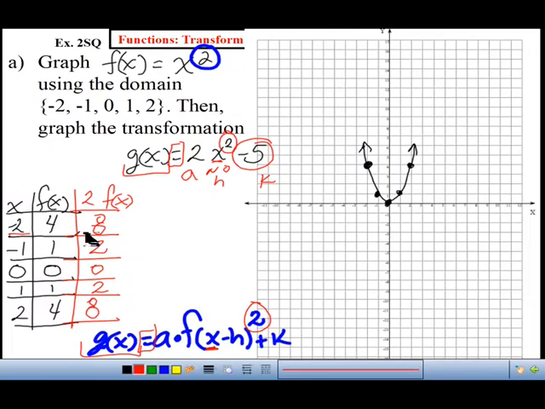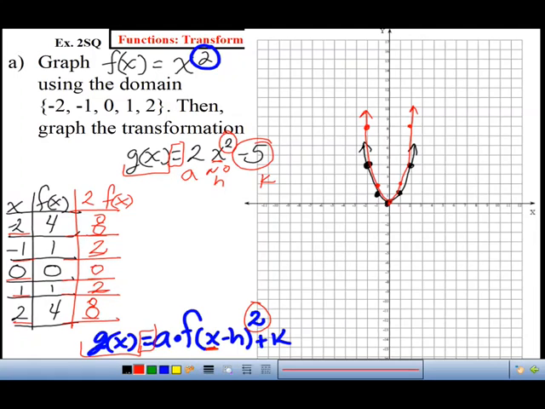We got -2, 8, -1, 2, 0, 0, 1, 2. And then we got 2, 8. So what did it do to the original function? It stretched it. You guys see that? It stretched it. Yeah? You're like, yeah, okay.